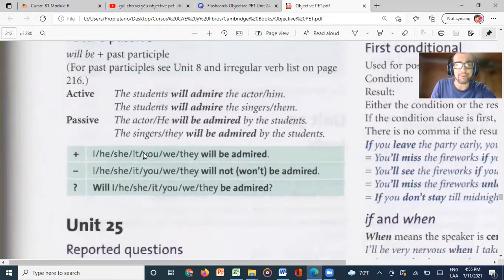So let's see the examples I have. The students will admire the actor. Well, I will say the actor will be admired by the students, or the students will admire the singers. Well, the singers will be admired by the students.